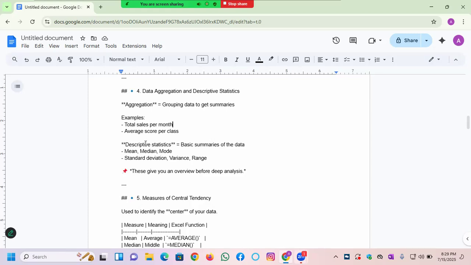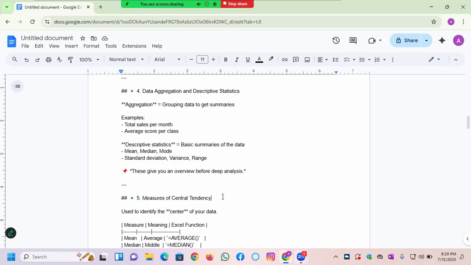Now, descriptive statistics. What do we mean by descriptive statistics? Basic summaries of data. Here we have mean, median, mode, standard deviation, variance, range. All these things are familiar territory to most of us, at least from basic secondary school or high school mathematics. We have done all this in one form or the other before. This gives you an overview before deep analysis, so you need all these things before you begin deep analysis of any data.